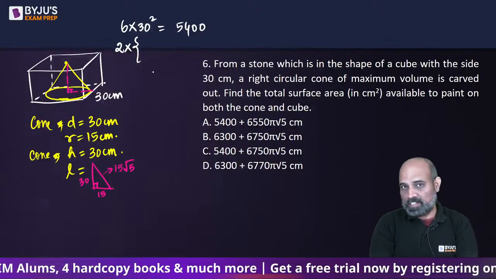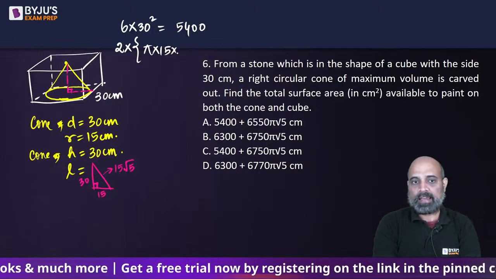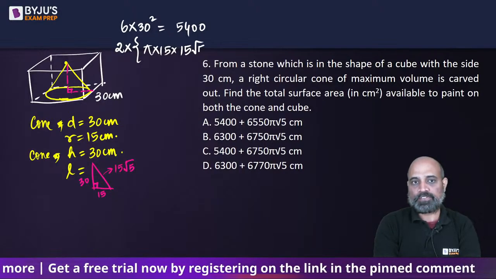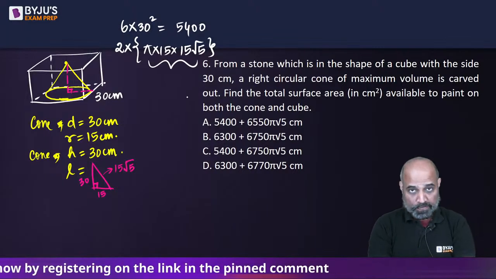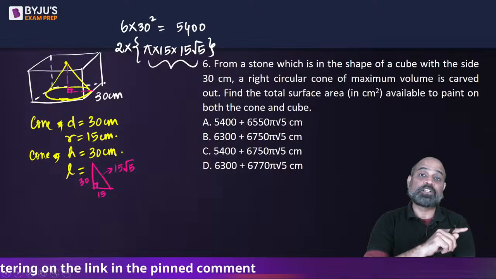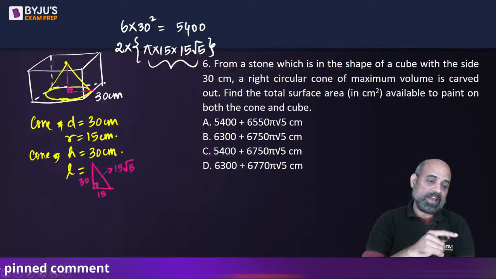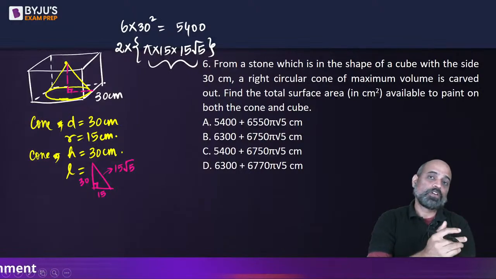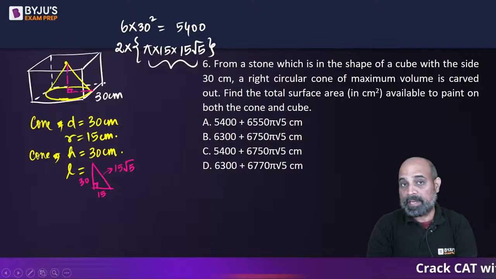Now what will be the curved area of the cone? That is given as pi r L, and L being 15 root 5. So this is the curved surface area of the cone, but it has to be painted 2 times. Why? Because the cone will have that curved surface area, and the cube, which will have a cutout, will also contain the same curved surface area that can be painted.